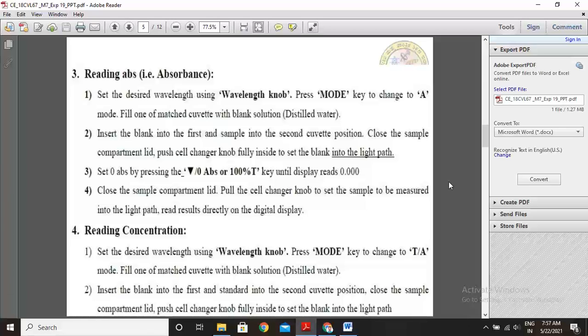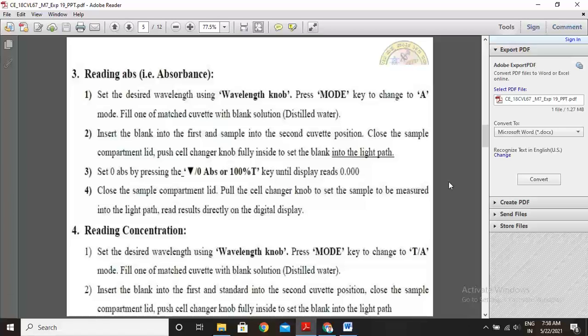Next, how to read the concentration. So here the steps are given. Okay. First step, to read the concentration by spectrophotometer, set the desired wavelength using the wavelength knob. Then press the mode key to change to T or A mode. Then fill one of the matched cuvettes with the blank solution, that is distilled water.